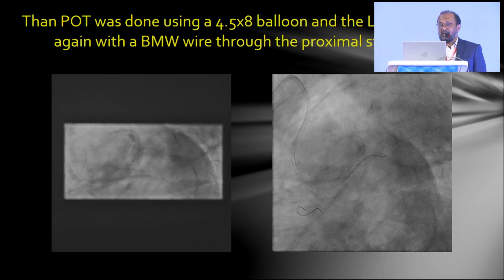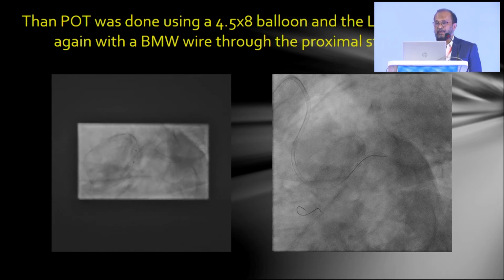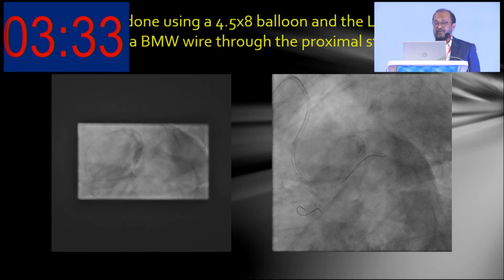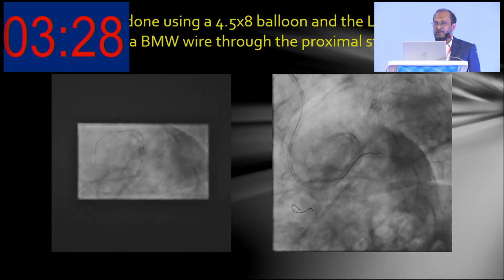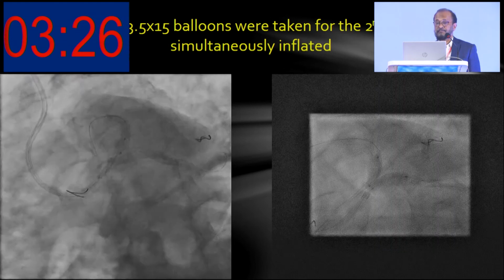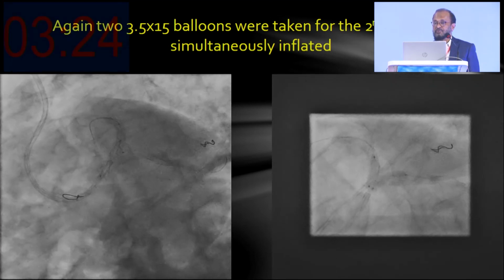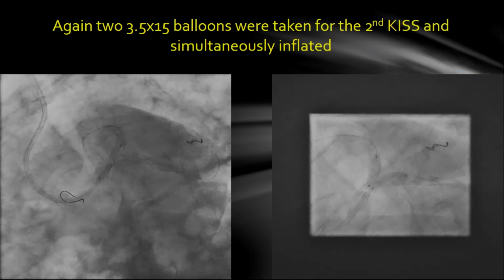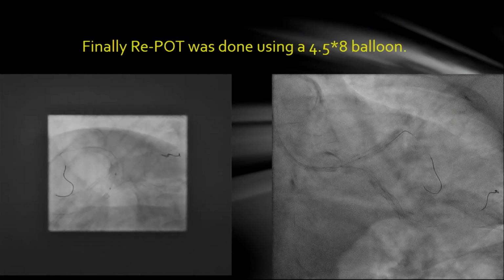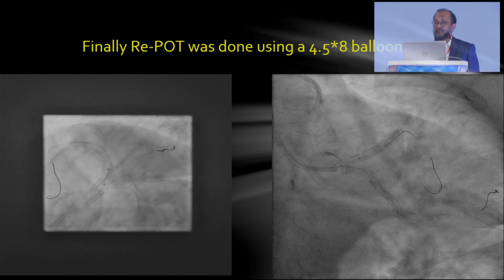The POT was done with a 4.5 by 8 balloon because we measured the size of the left main by IVUS. Then the SARC was rewired again with a BMW wire through a proximal strut. Again, 2 balloons of 3.5 by 15 were taken and the second kiss was done. Finally, a repeat POT was done with a 4.5 by 8 balloon.